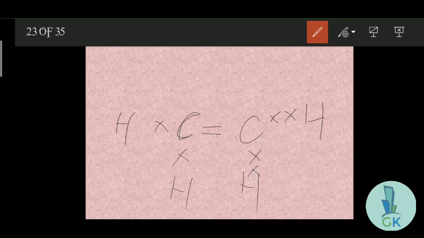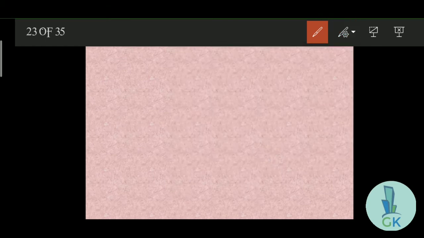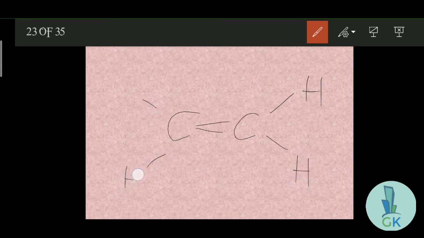इस तरीके से वो अपने एक वैलेंस इलेक्ट्रॉन्स शेयर करता है. So this is the way how the bond is formed. A double bond between these 2 carbon atoms and single bonds between the carbon and hydrogen. So this is the way the structure for ethene is made.